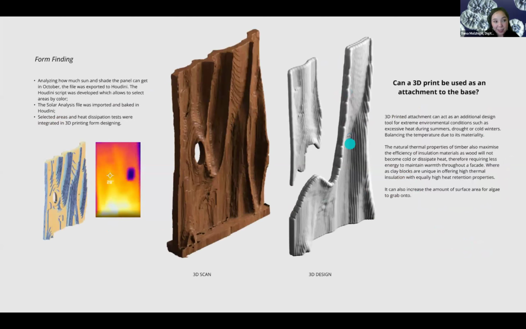So at the end, we learned so much about the wood, the material, and heat dissipation, and we also thought about how algae might grow. Another question that we had was, can we integrate robotic fabrication into this process? Can we create panels that also have 3D printed attachments?